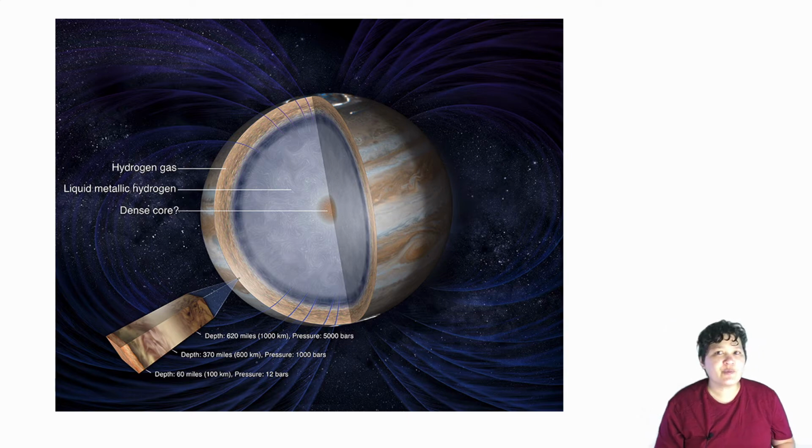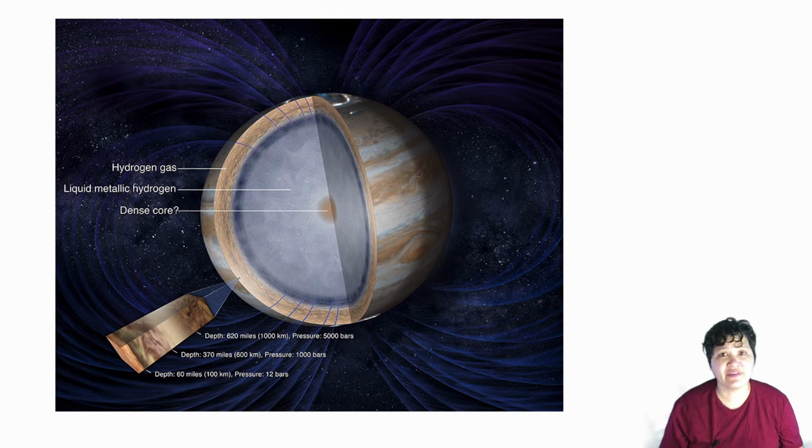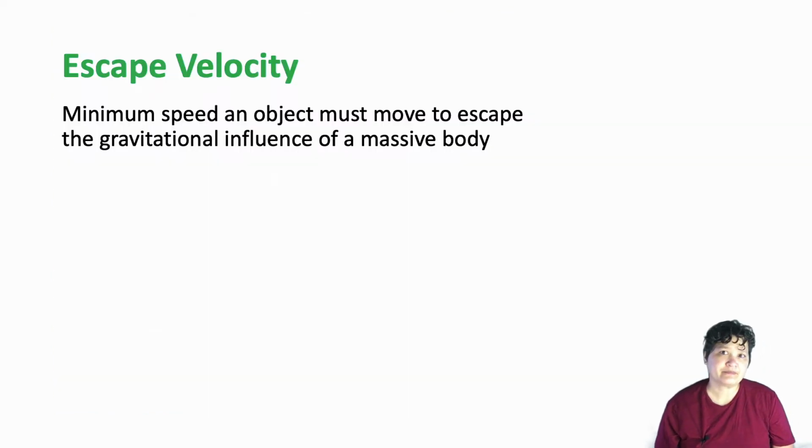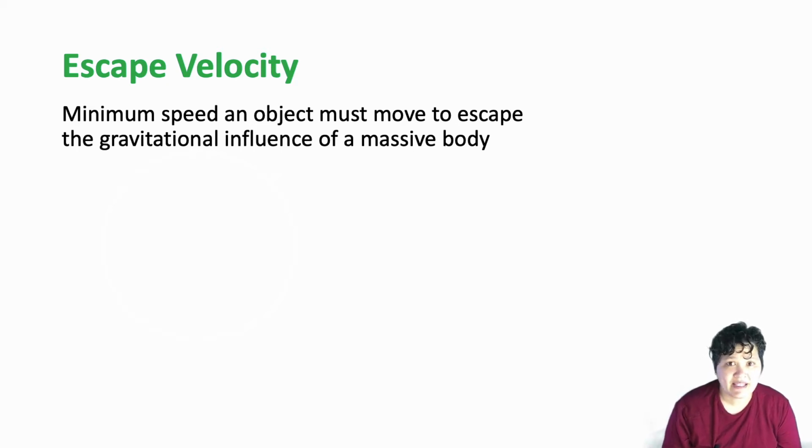So why does Jupiter have an atmosphere of hydrogen? Well, the Earth has a completely different atmosphere composed of nitrogen, oxygen, etc. The answer lies in something we call escape velocity, which is basically the minimum speed an object needs to move in order to escape from the gravity of a massive body. Now, of course, in this case, that massive body is a planet and its gravitational influence.